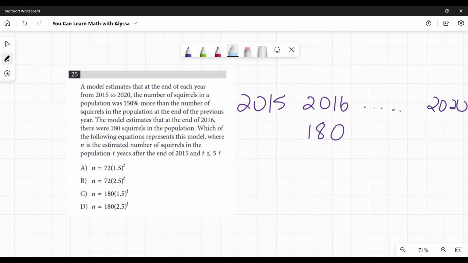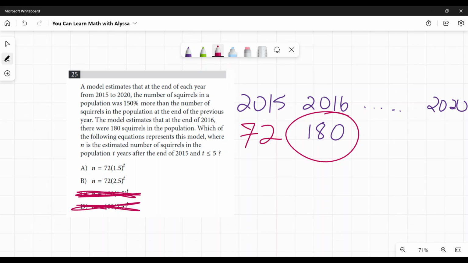So the first question we need to ask is, are we starting at 72 or are we starting at 180? Well, at the end of 2016, there was 180, but they want to know the model that starts at the end of 2015. So even before I've done the math, I know it's not going to be 180 because there were fewer squirrels in 2015. So I know C and D are out. I know that in 2015, there were 72 squirrels.